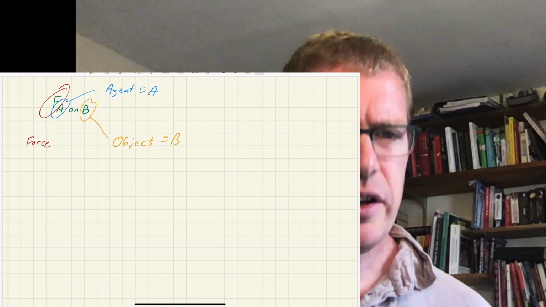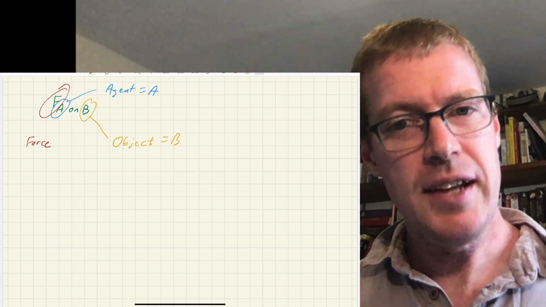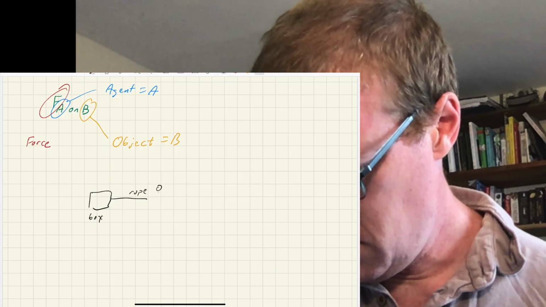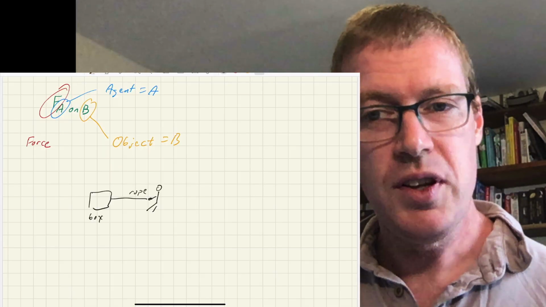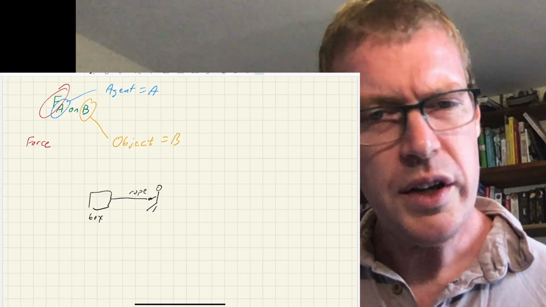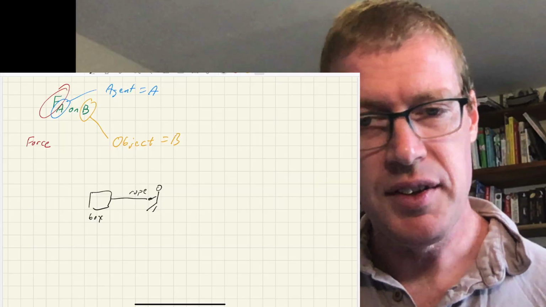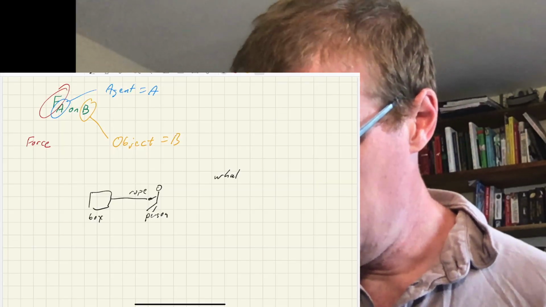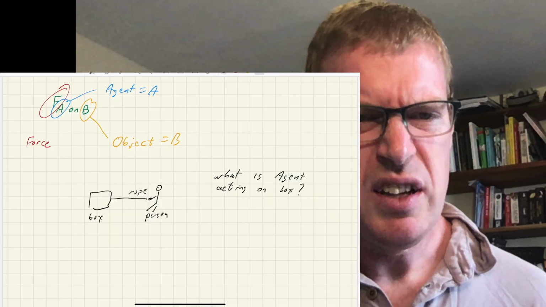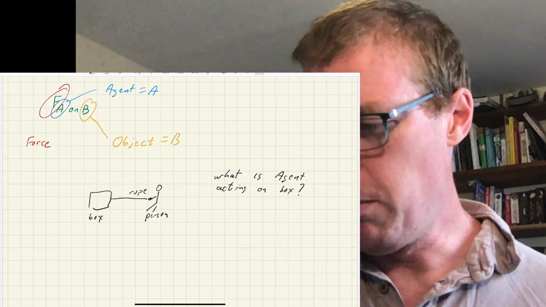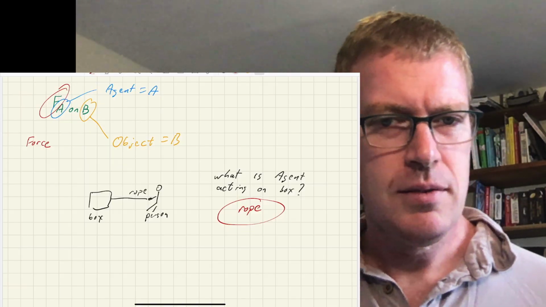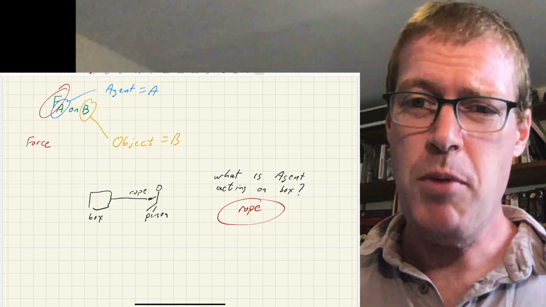Note, sometimes it's a little tricky to identify the object. Consider the example in figure 4.3 of the text, where a person is using a rope to pull a box. What is the agent acting on the box? The cleanest way to think of this example is to take the agent to be the rope. Why not take the agent to be the person? Well, the person's not touching the box.